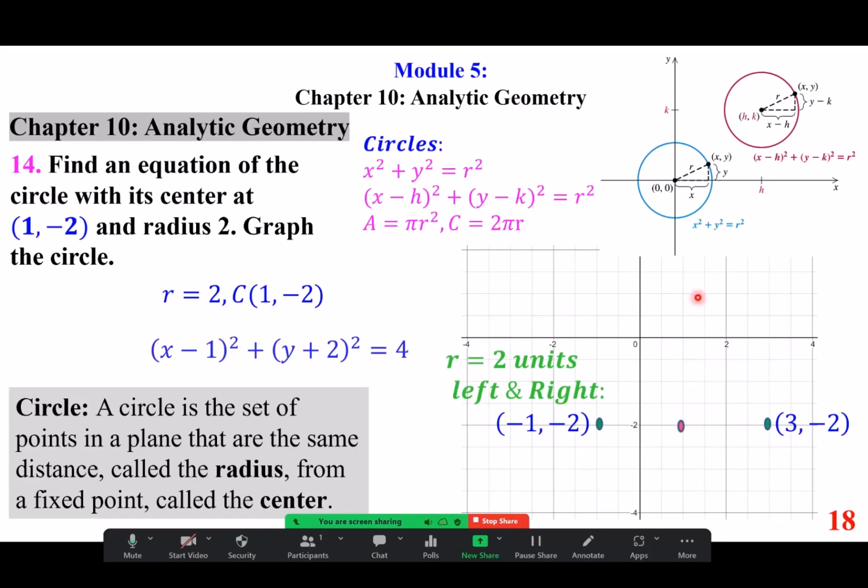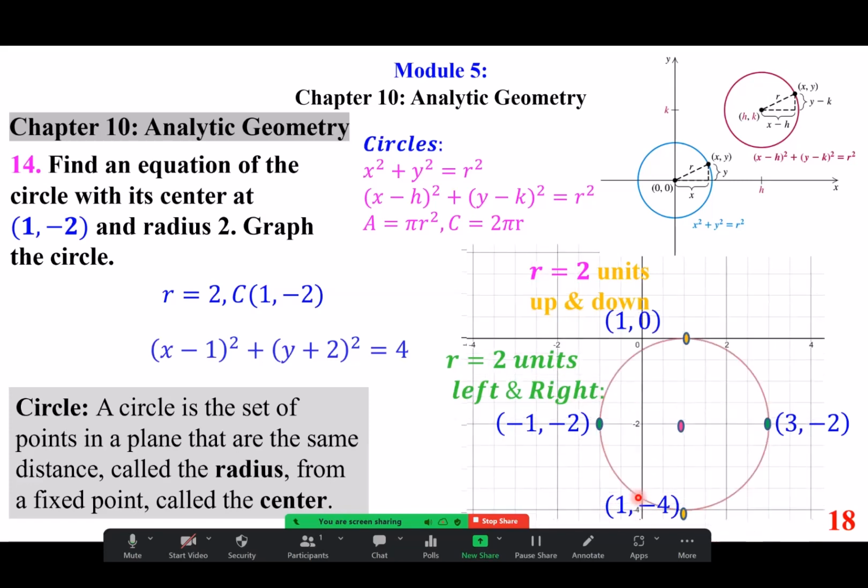Going back to the center, up and down, since r equals 2 units, we are going to add 2 units up and down, giving us 1, 0 and 1, -4. Putting them all together gives us the following graph. So we have the equation (x minus 1) quantity squared plus (y plus 2) quantity squared equals 4, and we have the graph of the circle.